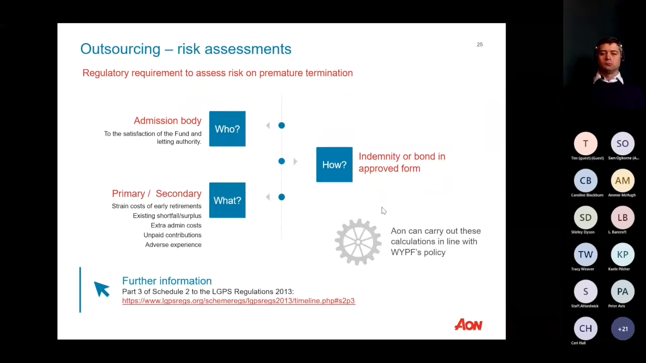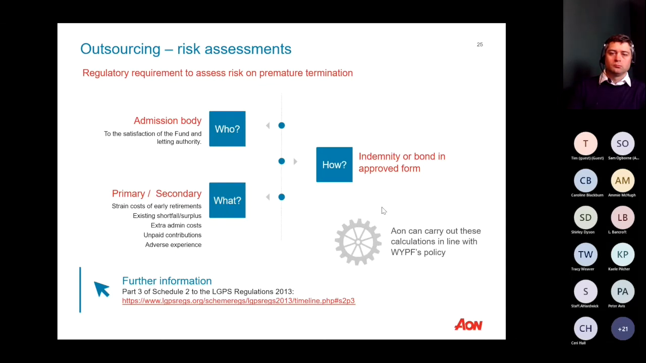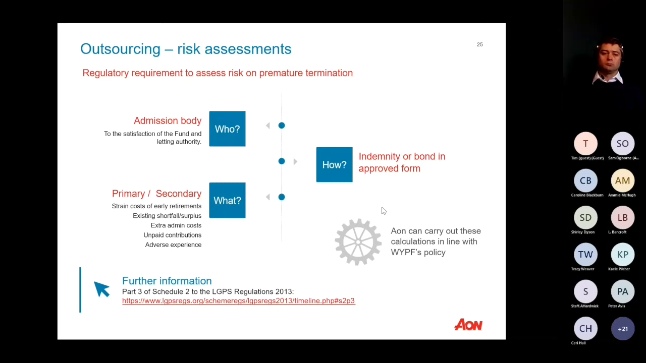So those are the sorts of calculations that we will carry out. What we don't do is say, well, we've done a huge covenant analysis of this contractor and we think it's X% likely the contractor will become insolvent. What our calculations are doing is, if the employer was insolvent, here are the amounts that might be owed to the fund by way of strain costs and these other things that I've listed. And then if a bond or indemnity is required, then the insurance company or the provider would then figure out how much that cover would cost to put in place.